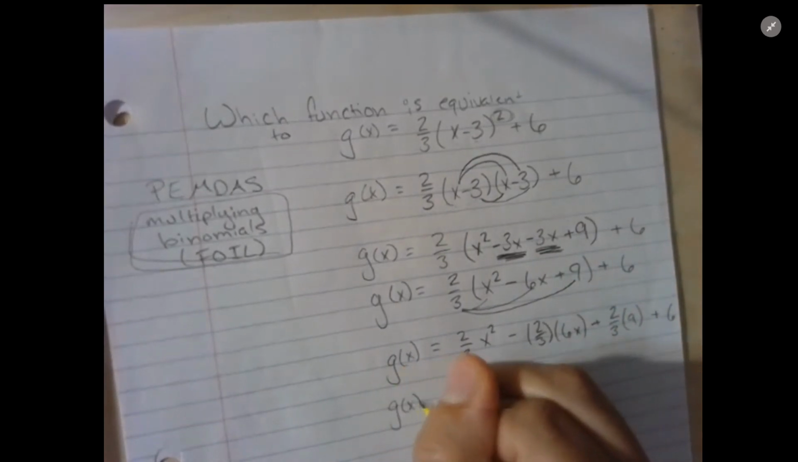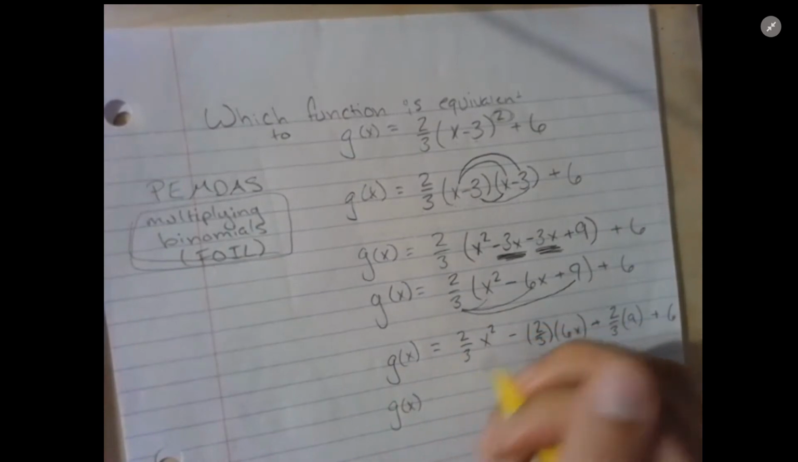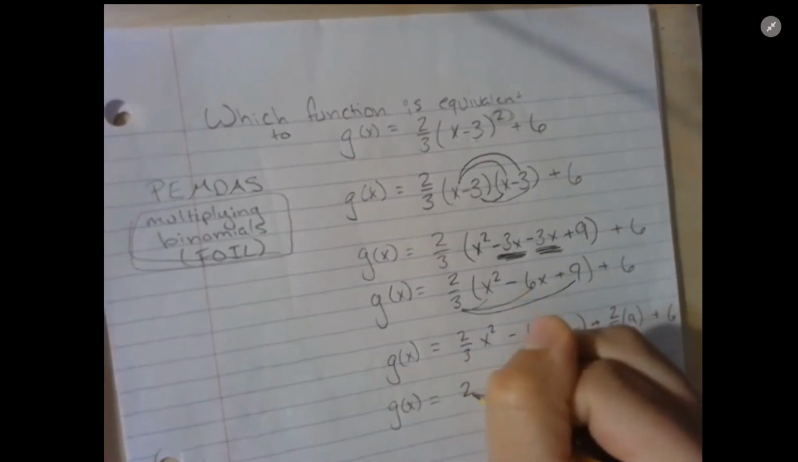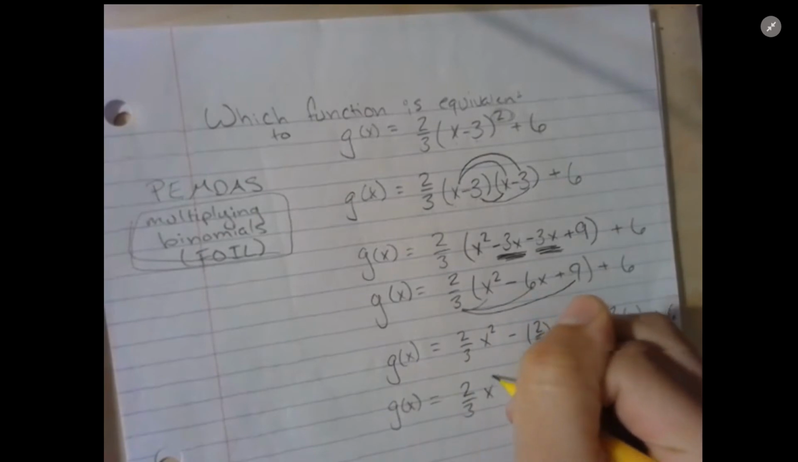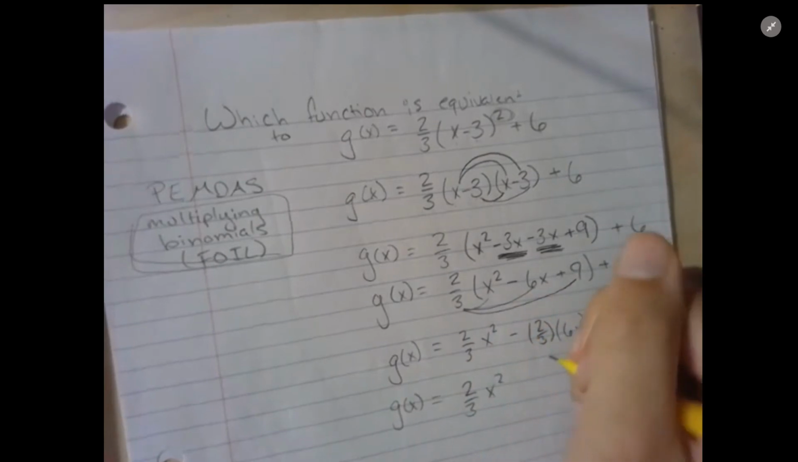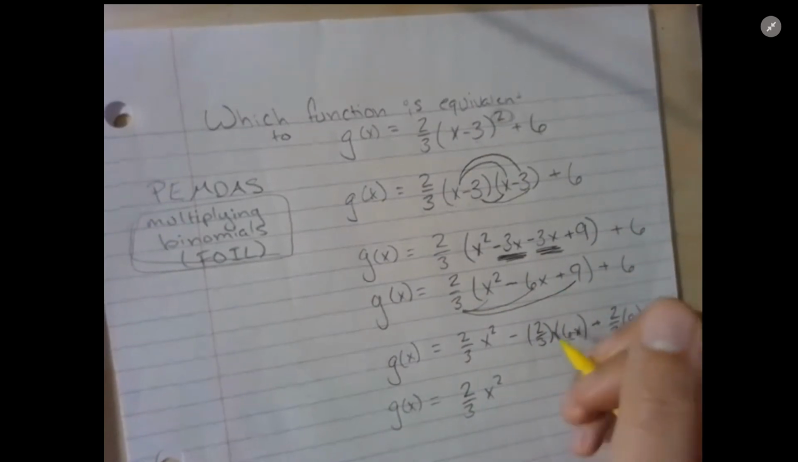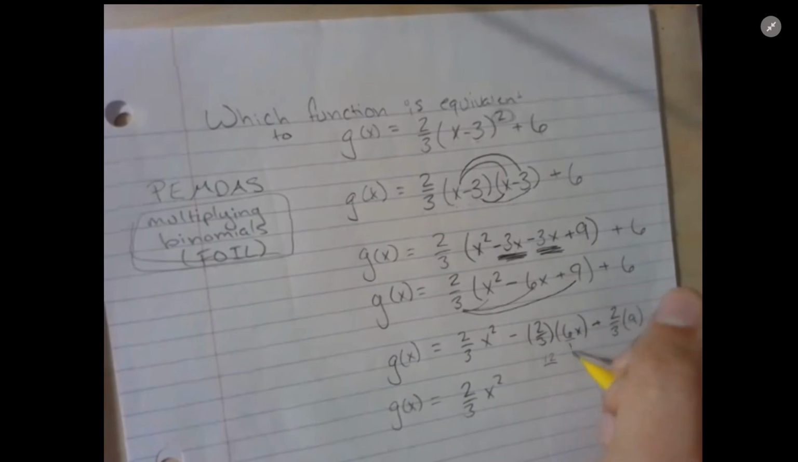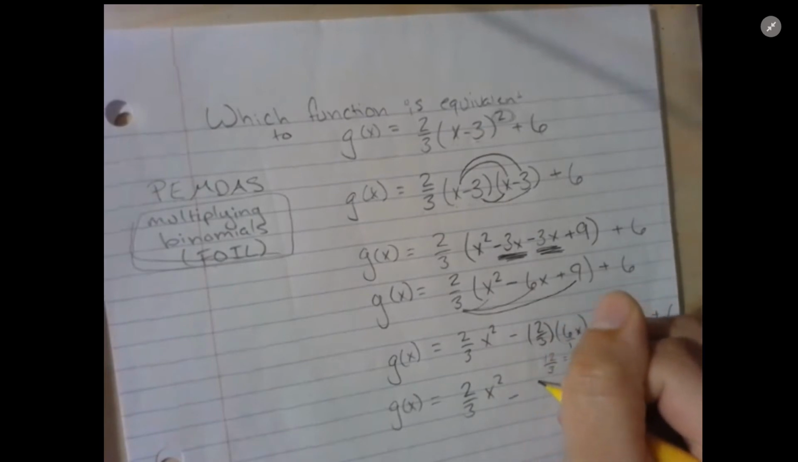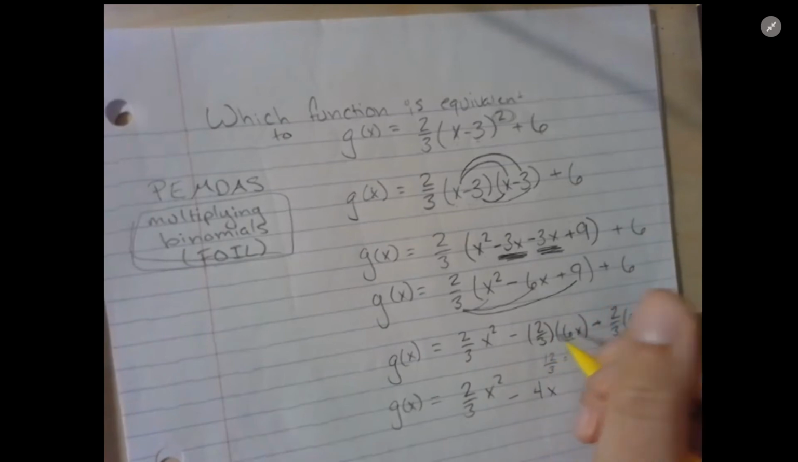G of x. Now I'm just going to simplify. 2/3 times x squared is just 2/3 x squared. 2/3 times 6x. Well, I get 2/3 times 6/1. So 2 times 6 is 12. 3 times 1 is 3. 12 divided by 3 equals 4. So I get minus 4x when I multiply these two fractions together.